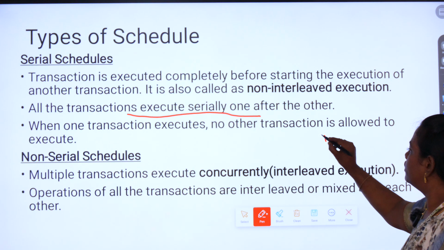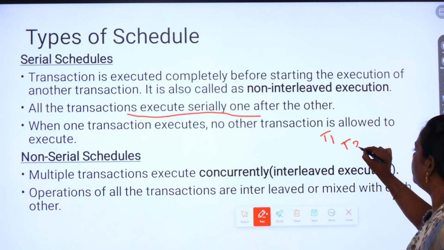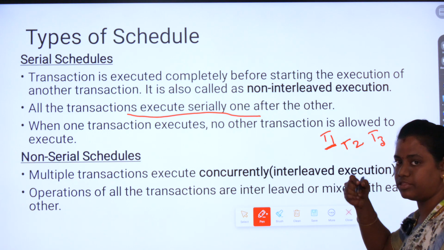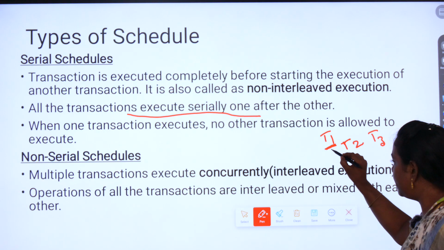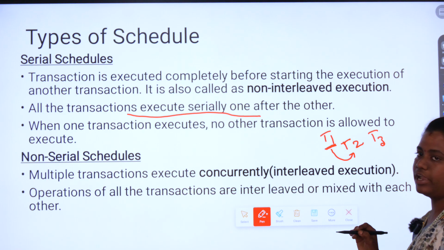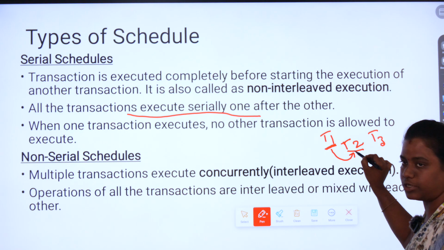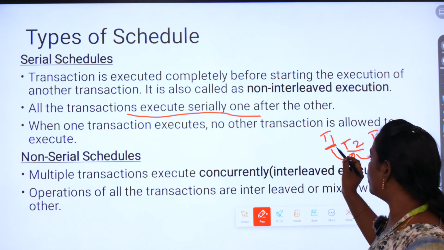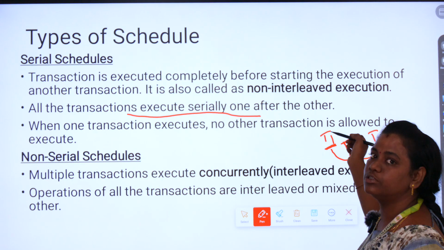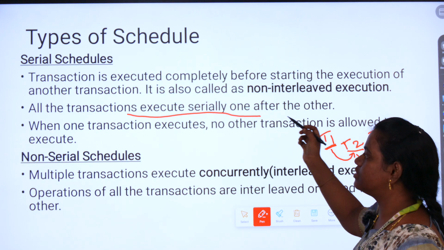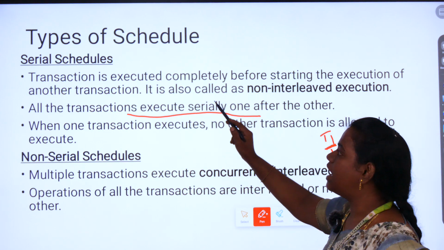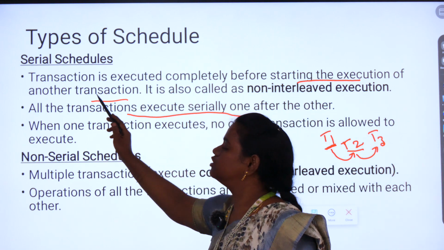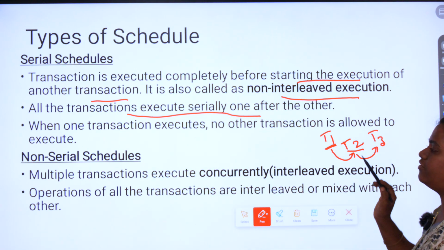Consider we are having three transactions T1, T2 and T3. If all the operations in T1 are executed and completed, then it will move to transaction 2. After all the operations are performed in transaction 2, it will move to transaction 3. So this is your serial execution. If one transaction is in process, no other transaction should start execution. The transaction is executed completely before starting the execution of another transaction. So it is also called non-interleaved execution.